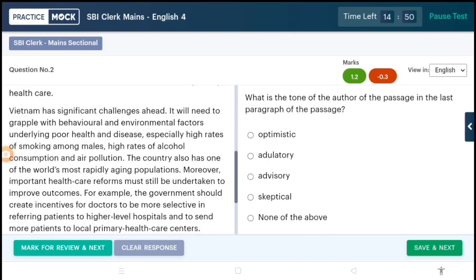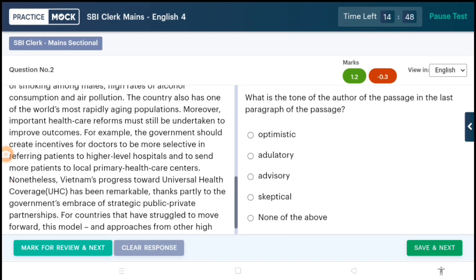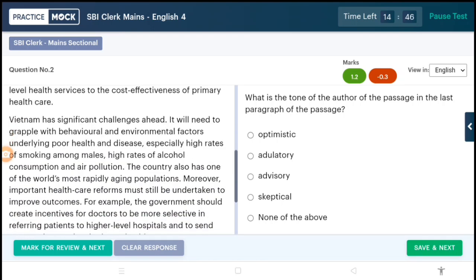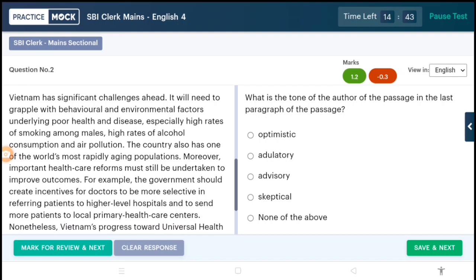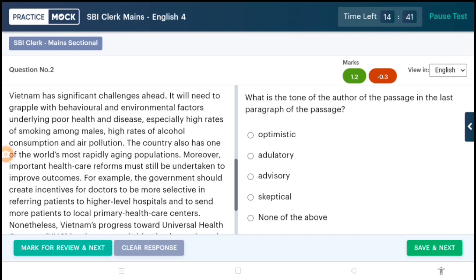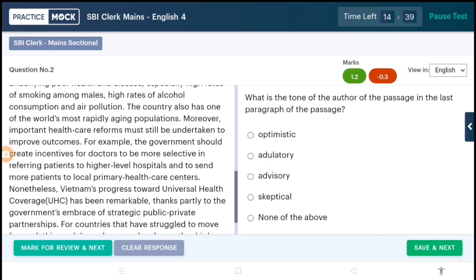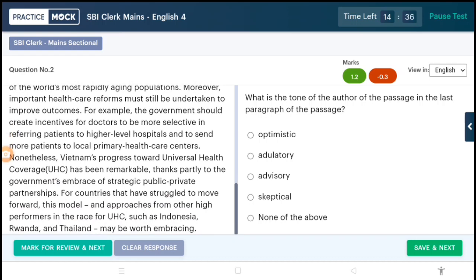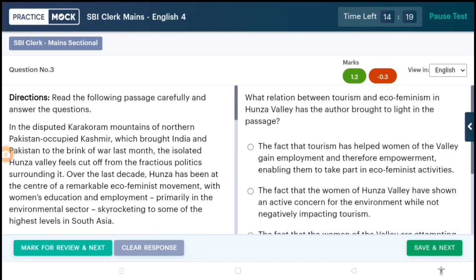What is a tool? It is second. Lead to rapid behavior. Optimistic. For countries that struggle to move forward this model. Next.